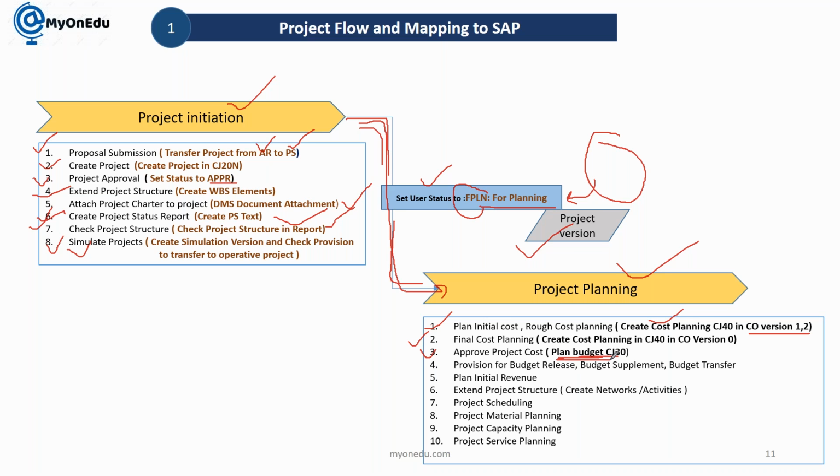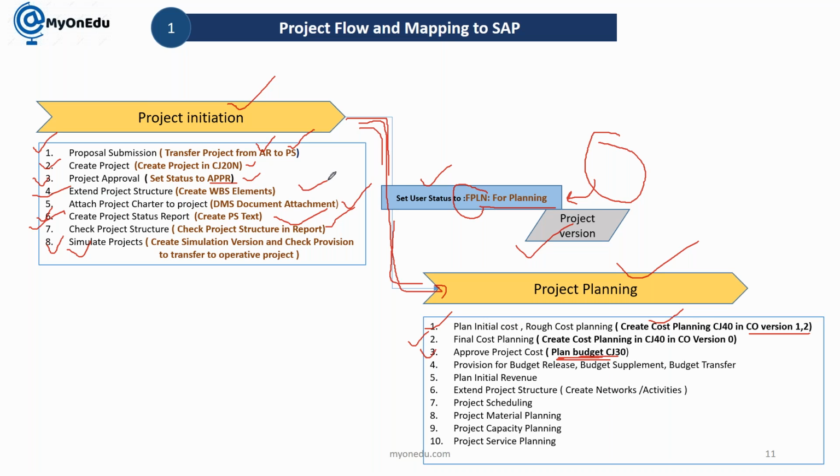Okay, so let's say if anybody is asking what kind of projects you are doing, just explain the process flow of the project which you are doing. So you can say, let's say if it is a construction project, whenever we are getting any proposal, then this proposal is created as an appropriation request in investment management. Once it is approved, then it is transferred to the project system. Or if it is direct, then we are creating a project in CJ20N, and we are arranging the approval of the project through user status changes, and then we are extending the structure there.